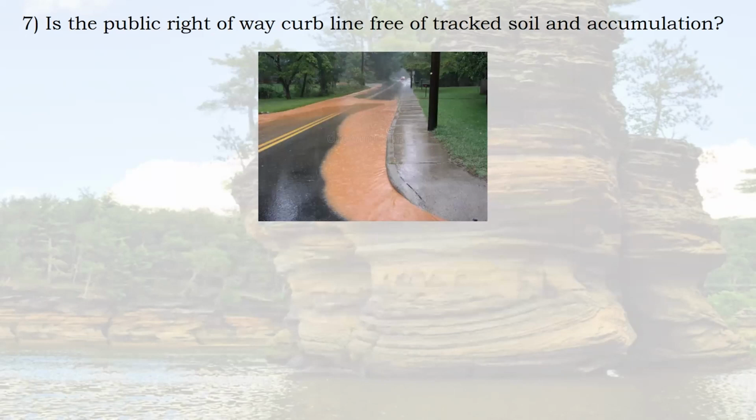Number 7 is: are the public right-of-way and curb line free of tracked soil and accumulation? You're going to see this a lot in larger construction sites where you might have a lot of dump trucks leaving the construction site onto the public right-of-way. More often than not, I'm sure all of you have seen dump trucks with dirt caked to the entire side of the truck, and it doesn't just stay on the truck when they drive away. It starts dropping off, goes into a curb line, and can cause flooding like you see in this picture.